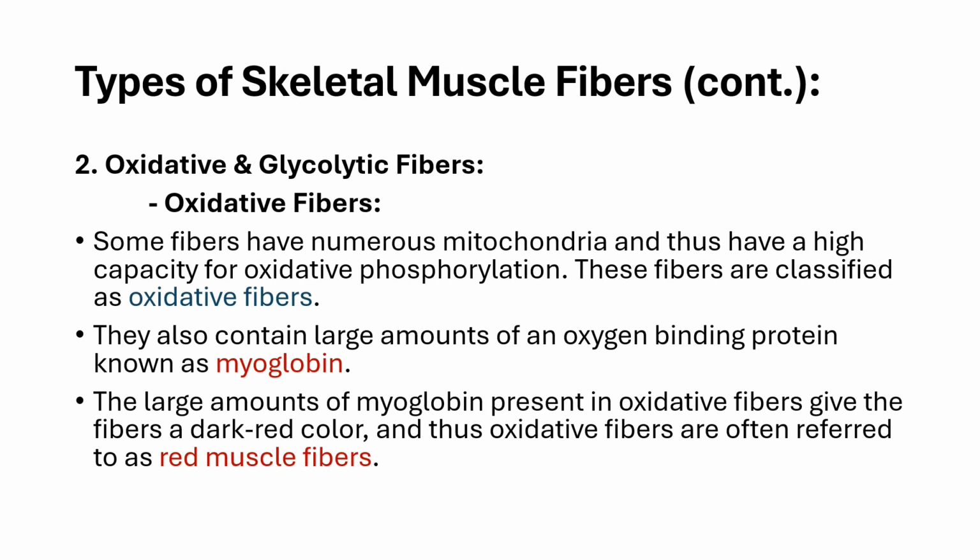Myoglobin acts as an oxygen reservoir, ensuring that oxidative fibers have a continuous supply of oxygen even during prolonged activity. The high myoglobin content gives oxidative fiber the characteristic dark red appearance, which is why they are also referred to as red muscle fiber. So this red color reflects their endurance capacity and the reliance on oxygen for energy production.